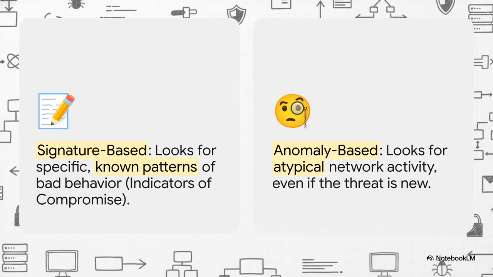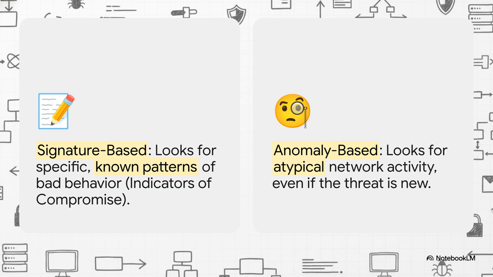Okay, the best way to get these two ideas is with an analogy. On one hand, you've got signature-based detection. Think of this like a security guard at a club with a wanted list. If your ID matches a name on that list of known troublemakers, you are not getting in. It's simple, and it's super effective against threats we already know about.